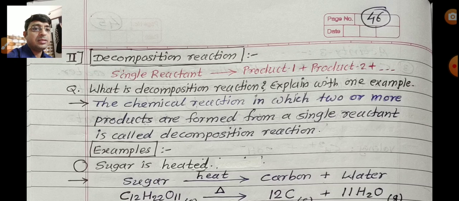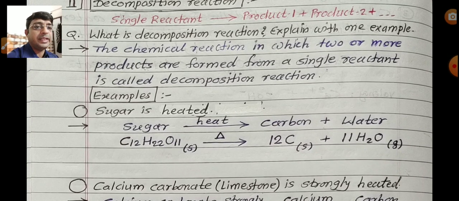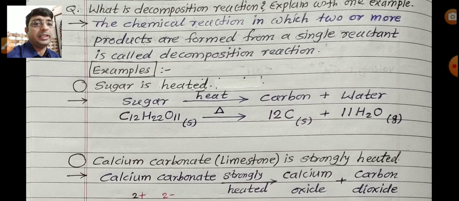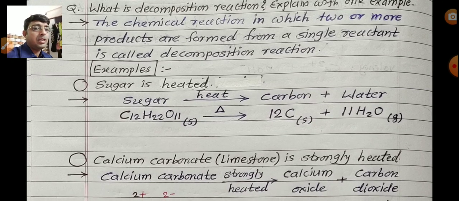So the answer is, the chemical reaction in which two or more products are formed from a single reactant is called a decomposition reaction. And whatever example is given in the textbook, the same example I am writing in a proper way. First example, the question is asked for 2 marks. Sugar is heated. The condition on the arrow is heat. Then what happened? Carbon and water are separated.